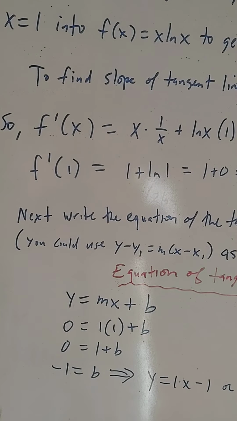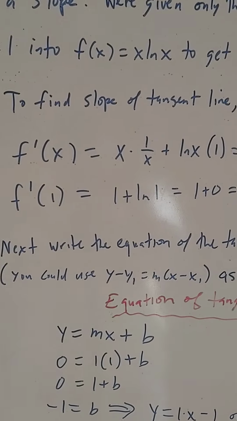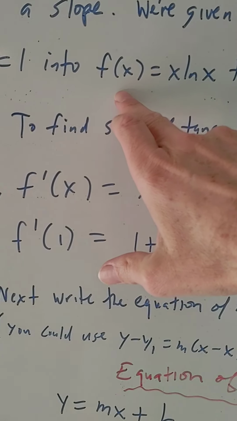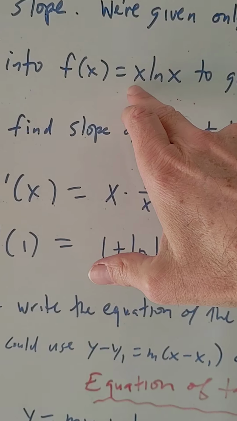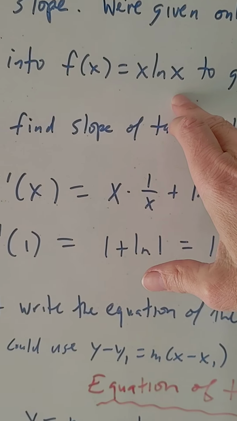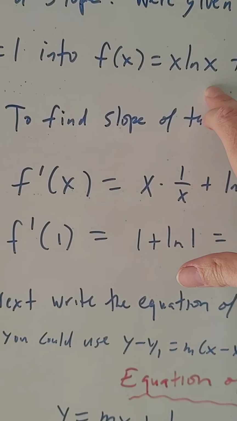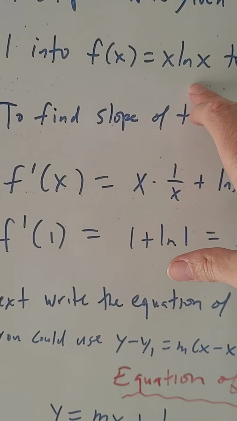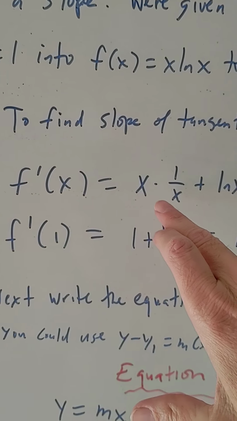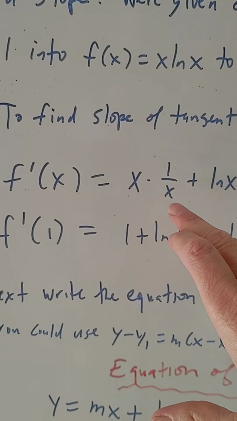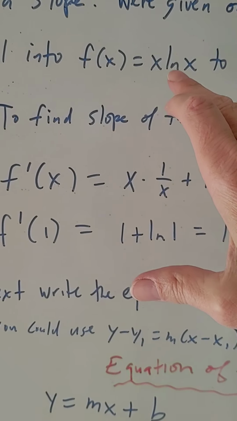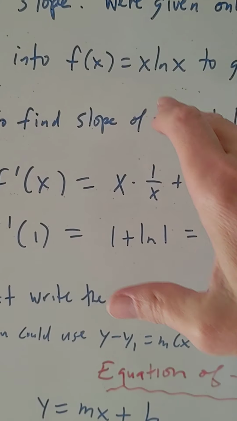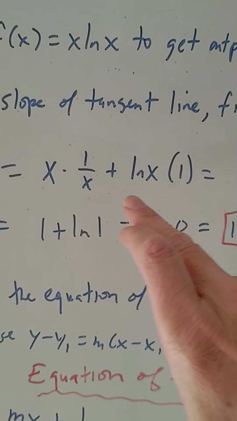Okay, so I need the product rule to find the derivative, because notice f of x is equal to a product. This is x times the natural log of x. So to find the derivative function, we use the product rule. The way I do it is the first times the derivative of the second. So there's my x times the derivative of the natural log of x, which is just 1 over x, plus the second, which is ln of x, times the derivative of the first. Well, the derivative of x is just 1. So that's what I wrote here.